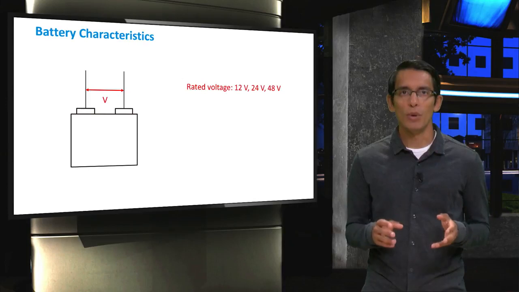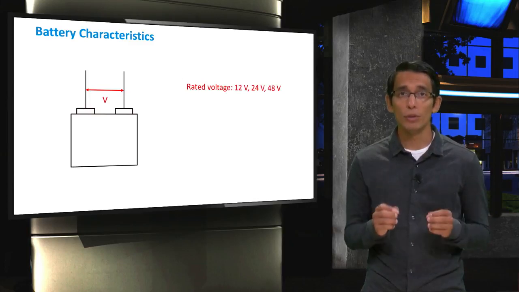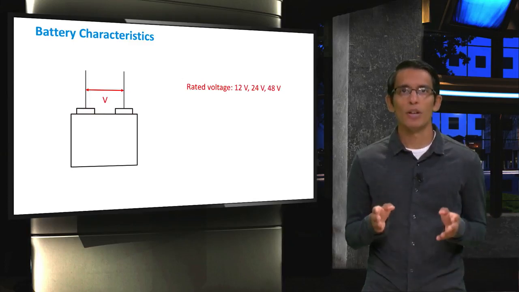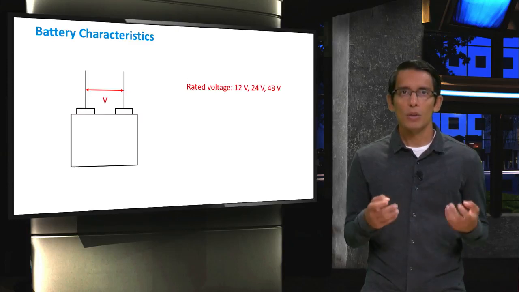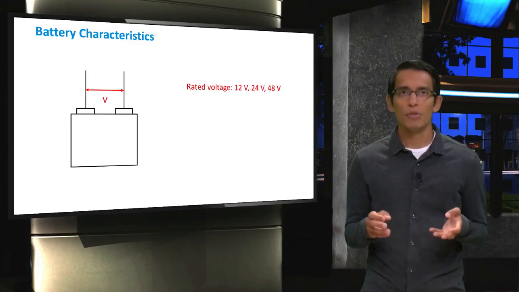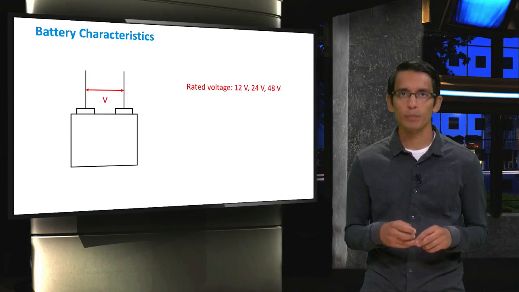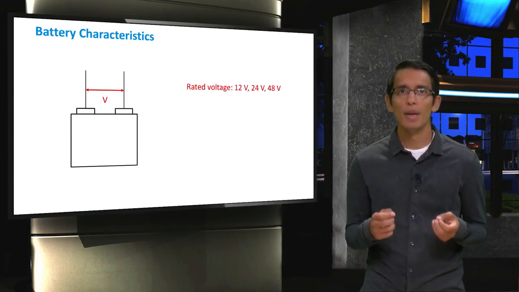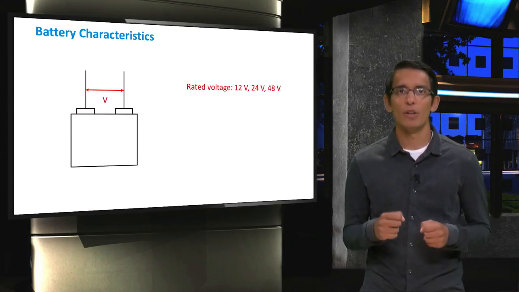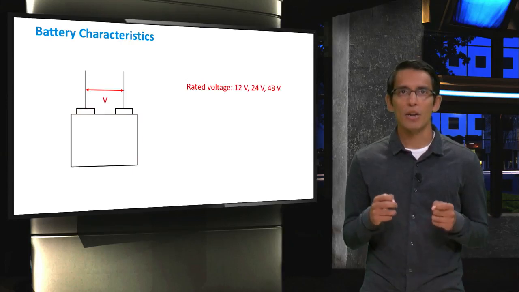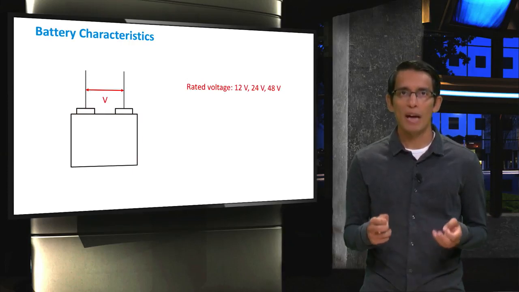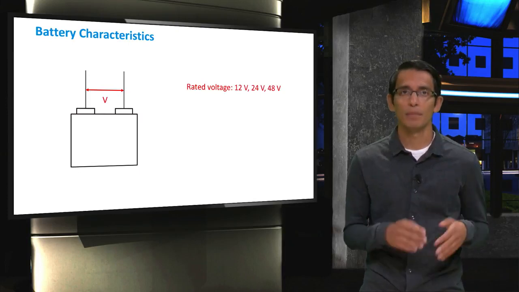Let's start with the voltage rating of the battery. The voltage at which a battery is rated and is supposed to operate is called the nominal voltage. This is basically the open circuit voltage of the battery. So-called solar batteries or lead-acid batteries for PV applications are usually rated at 12 volts, 24 volts, or 48 volts. But as we saw in the previous video, this voltage may actually differ from the battery's rated value based on its current state of charge and whether or not the battery is charging or discharging.